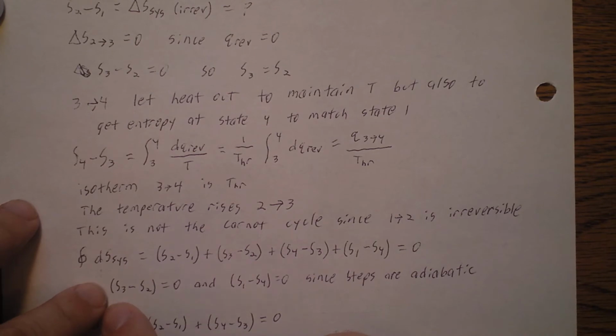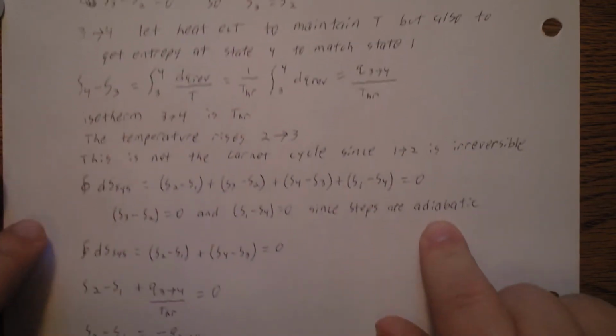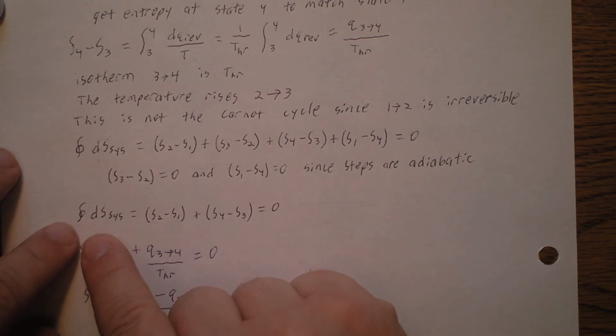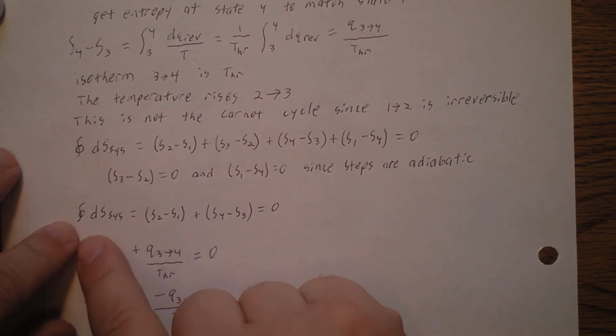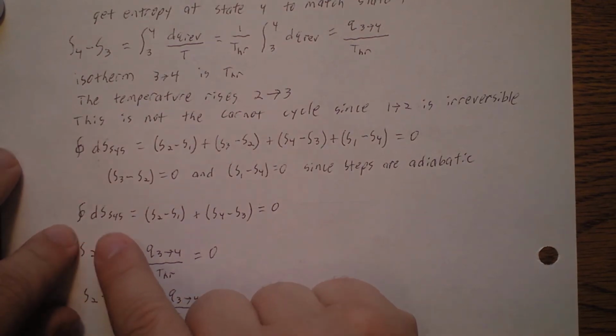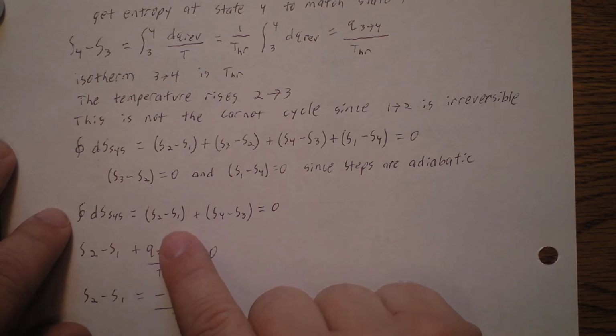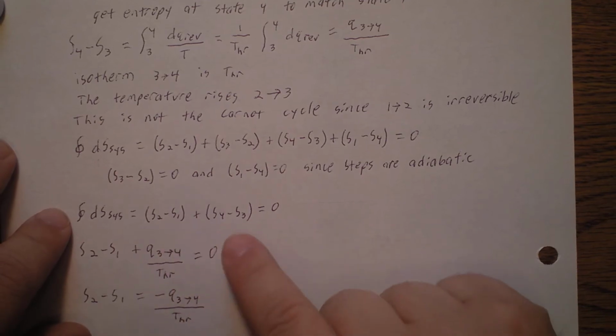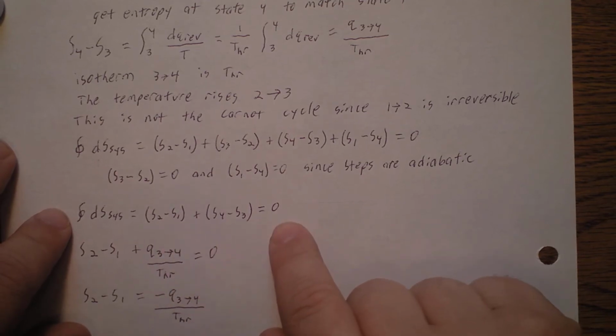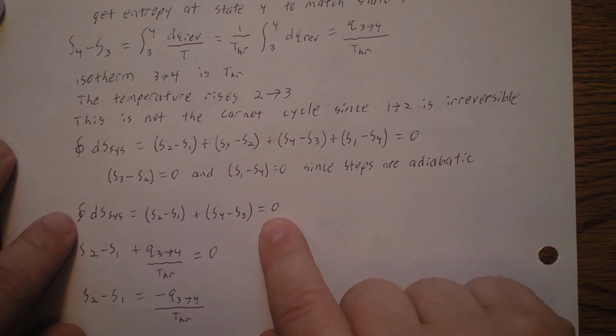Now we already said S3 minus S2 is equal to 0, and S1 minus S4 is equal to 0, because those two steps are adiabatic and reversible. So that gives us that the cyclic integral of the differential of the entropy of the system is equal to the entropy of state 2 minus the entropy of state 1 plus the entropy of state 4 minus the entropy of state 3. And that has to be equal to 0 because we have a cyclic process.